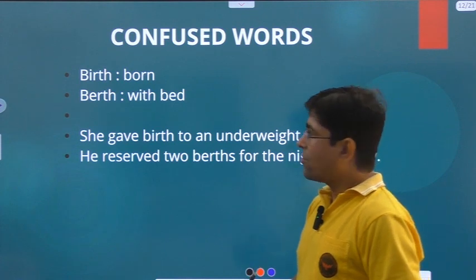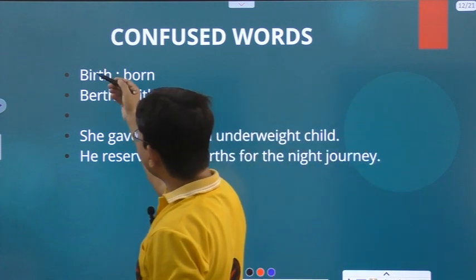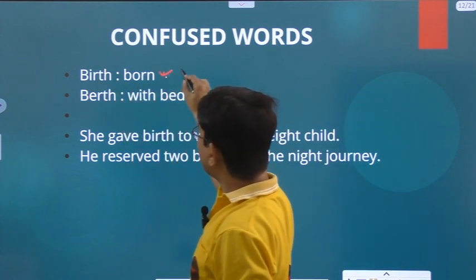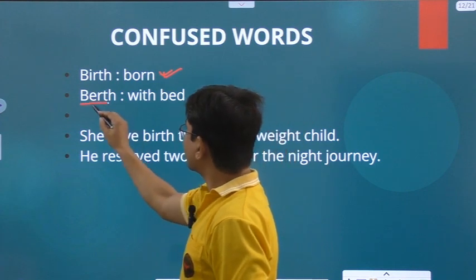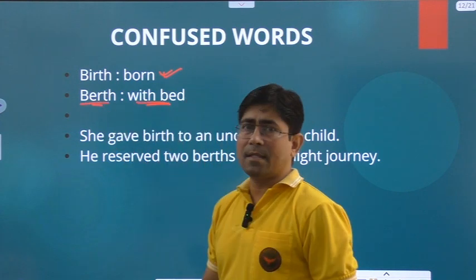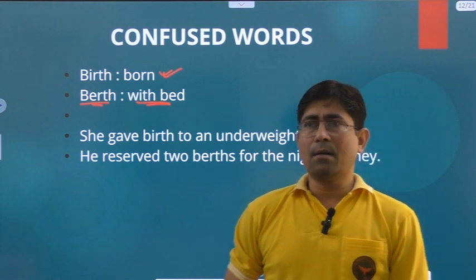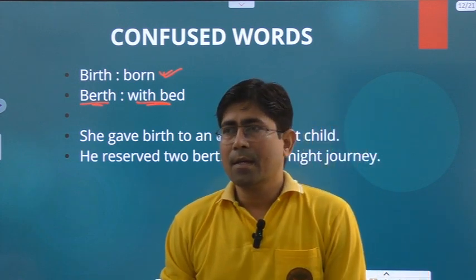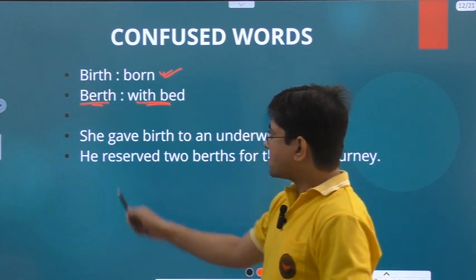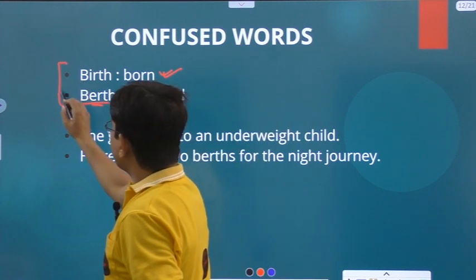This next one is a very common pair, birth and berth, but the spelling is B-I-R-T-H, birth, that is born, and B-E-R-T-H, berth, is with a bed, means there is a berth that you book while traveling somewhere, in the coaches. Use these two words in your sentences.